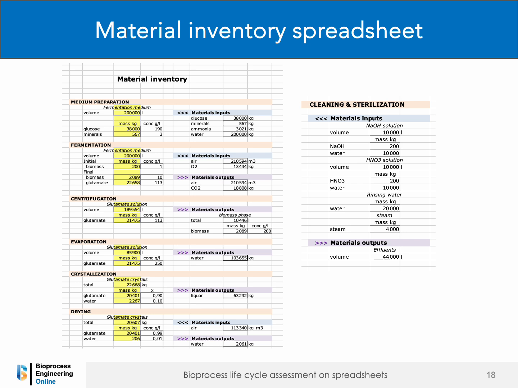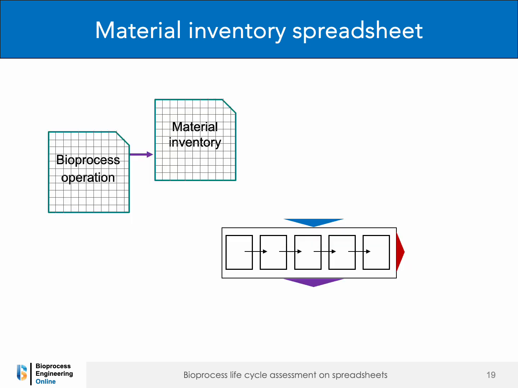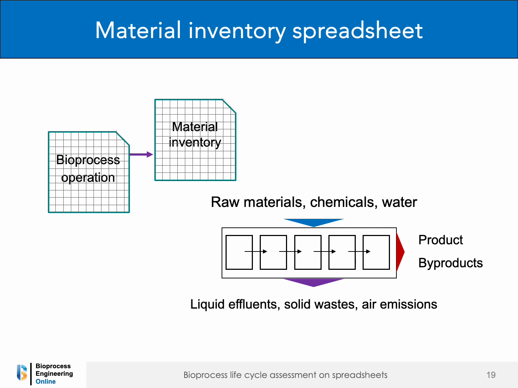The second spreadsheet in the LCA simulator is the material inventory sheet. This sheet assesses the quantities of materials utilized throughout the various bioprocess unit operations. Based on the process parameters outlined in the preceding bioprocess operation sheet, the material inventory calculates the amounts of raw materials, chemical reactants, and water consumed, the quantities of products and byproducts generated, the quantities of liquid effluents, solid wastes, and air emissions produced.